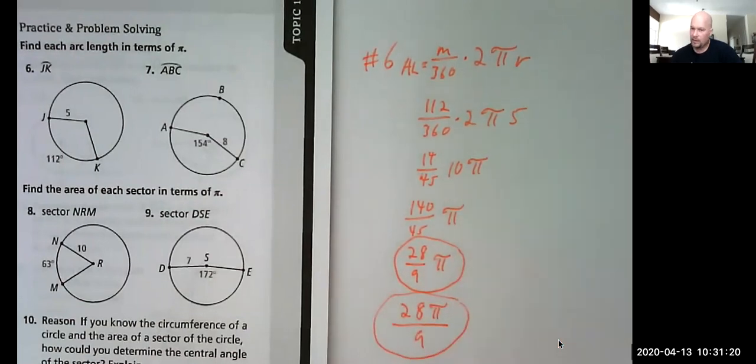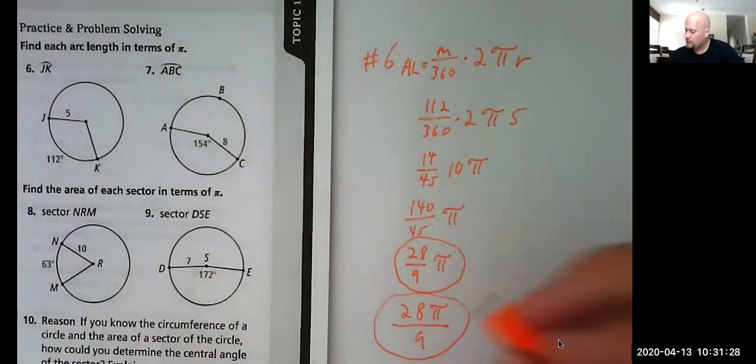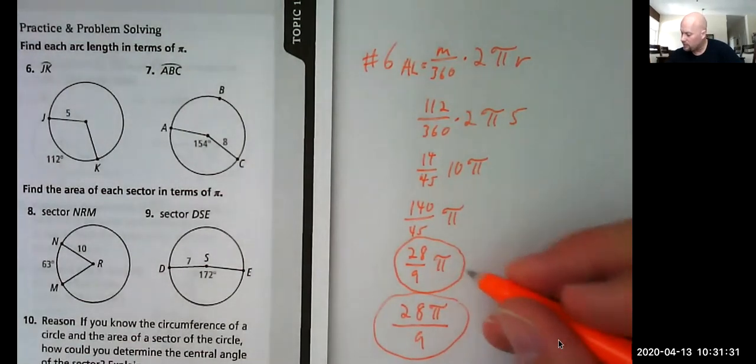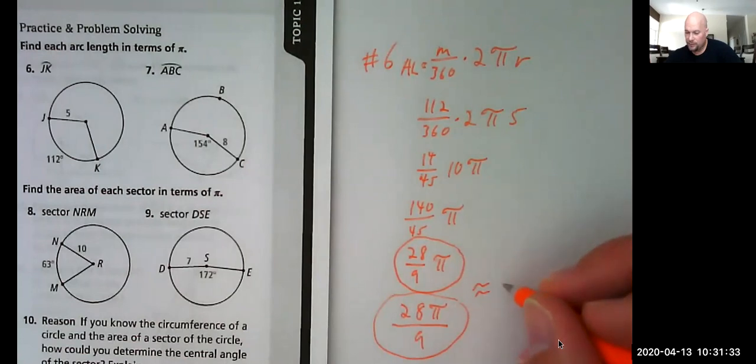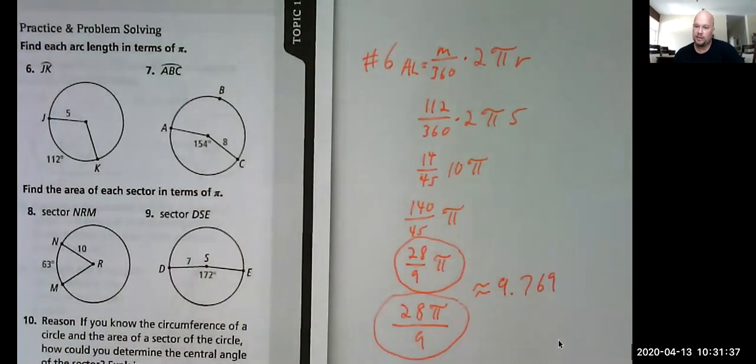If you did want this as a decimal, then we could have also actually just multiplied out pi times 3.14. On the directions for this one, again, they wanted it in terms of pi, so that would be our answer. But again, if you wanted to write it as a decimal, just so you know what it looks like, it'd be 9.769. And that was because we multiplied out 3.14. All right. On the next one there, number 7.